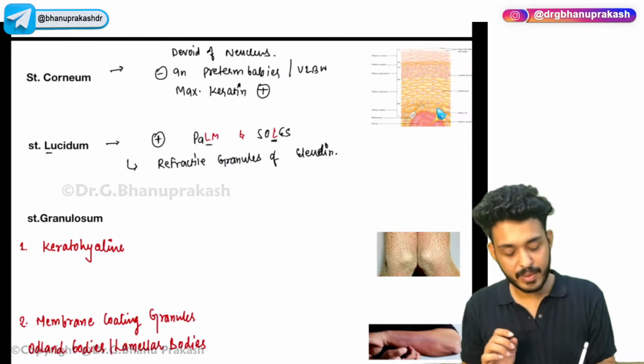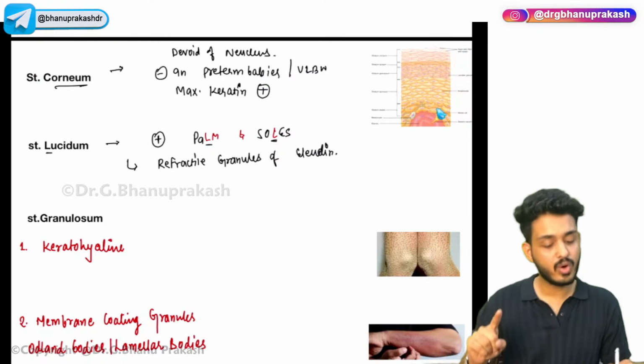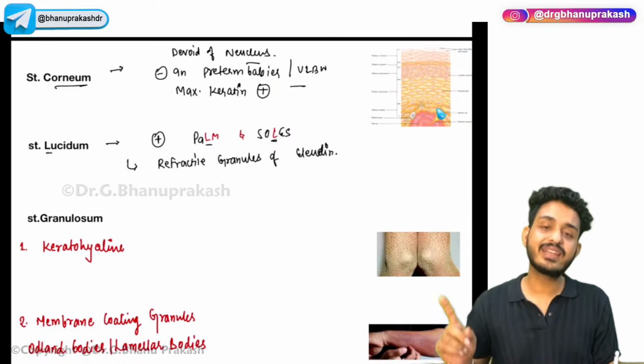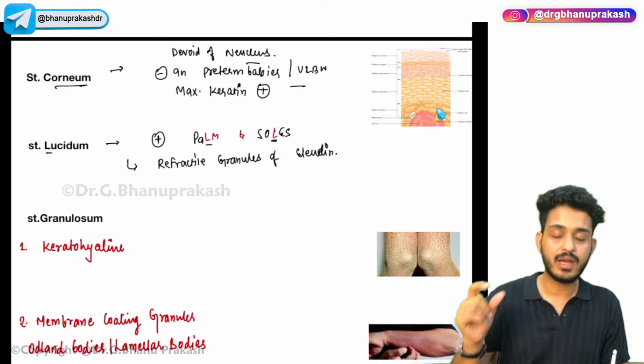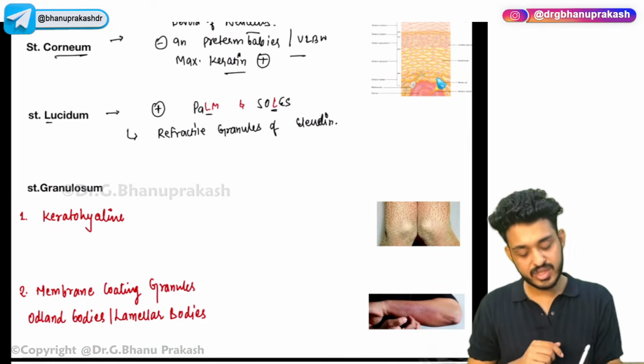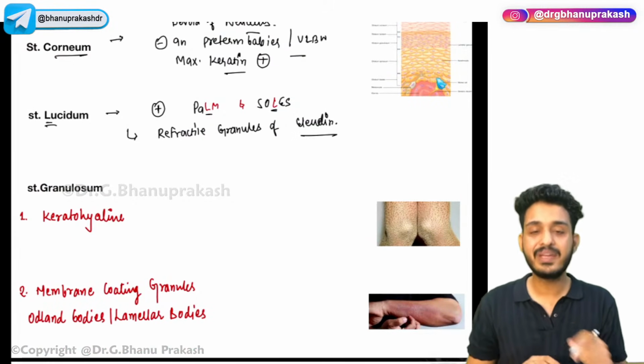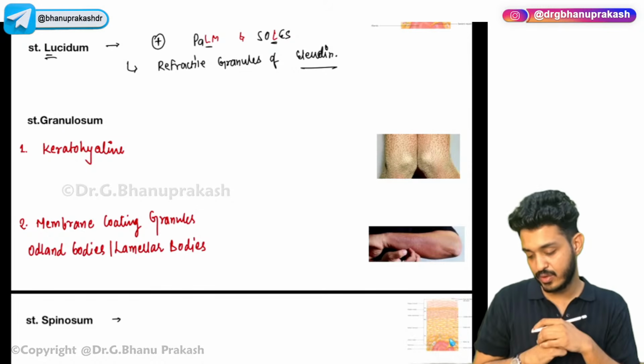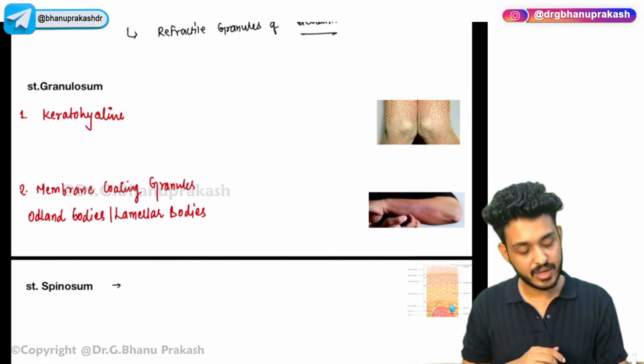Two things you have to remember. First, the stratum corneum is devoid of nucleus. Second, it is absent in preterm babies, and it has maximum keratin. For lucidum, you have to remember which granules it has: eleidin granules. Okay. Next, stratum granulosum.